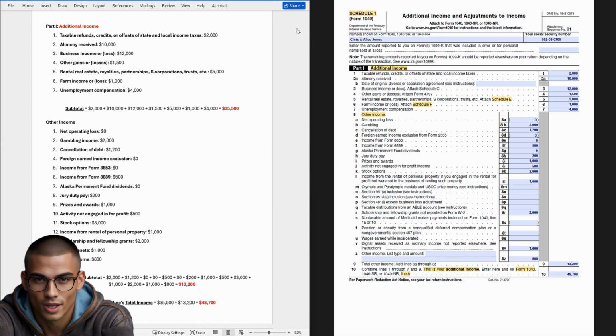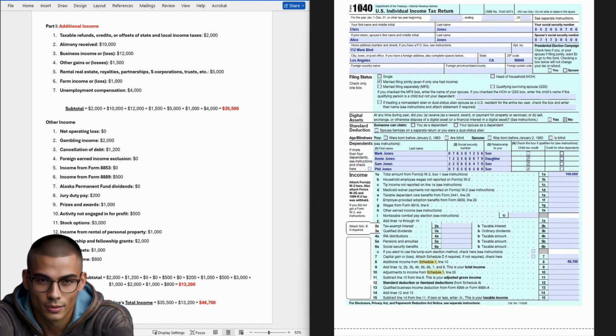So now that we have all the entries for Chris and Alice's Schedule 1, let's take a look at the totals. From line 1 to line 7, we have a total of $35,500. For the other income section, we have a total of $13,200, for a total income for Chris and Alice of $48,700. Now this number gets transferred over to Form 1040, line 8.